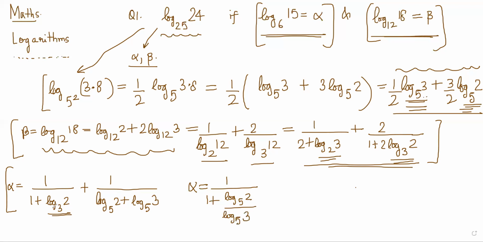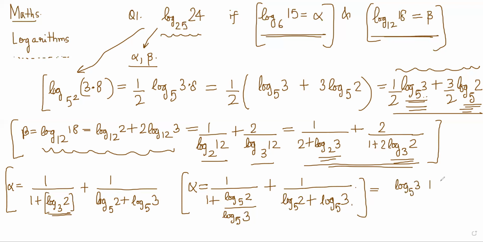This is the change of base property. Log base 3 of 2 can be written like this, right? And here we don't need to change anything, it's already in base 5. Log base 5 of 2 plus log base 5 of 3, right? So the denominator becomes log base 5 of 3, and log base 5 of 3 goes on top, and the common denominator is there. So it becomes log base 5 of 3 plus 1 by log base 5 of 3 plus log base 5 of 2. This is your alpha.